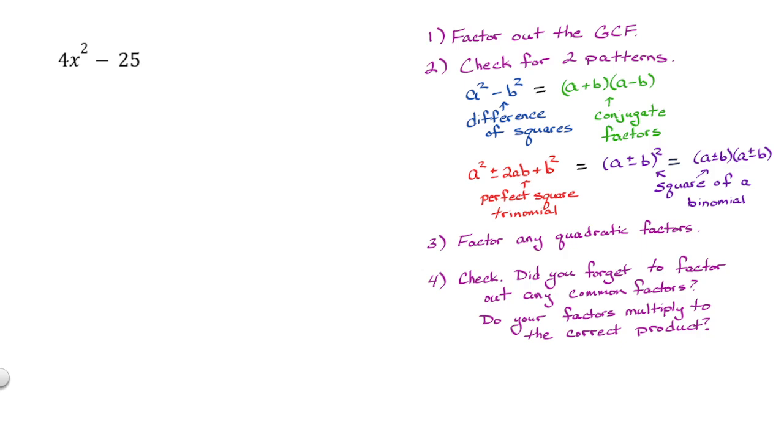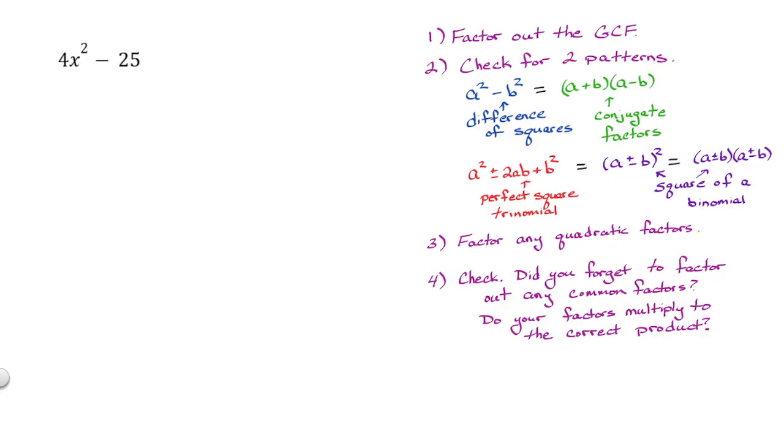In this video, I will go over the steps I typically follow for factoring quadratic expressions. So we're given this quadratic expression here, 4x squared minus 25. And the first step would be to factor out the GCF.